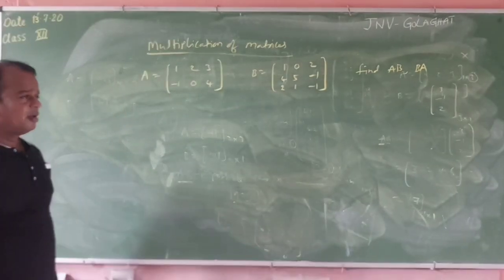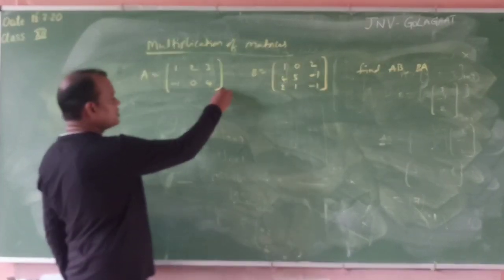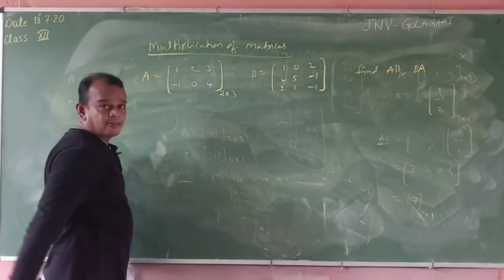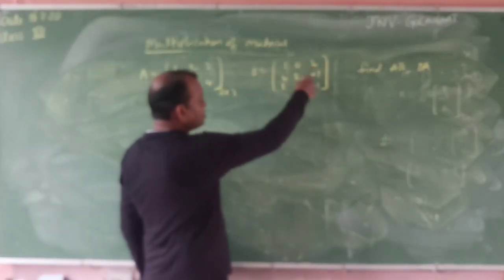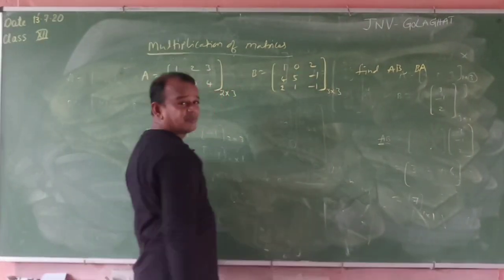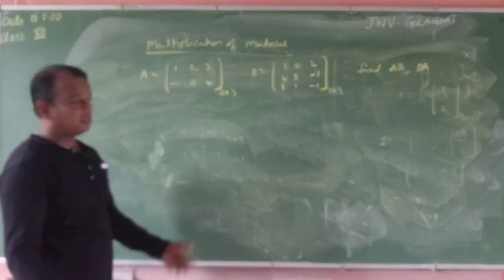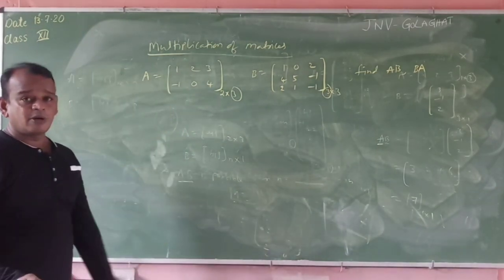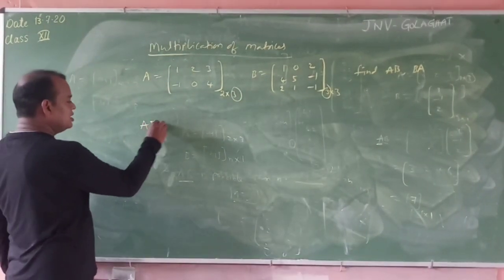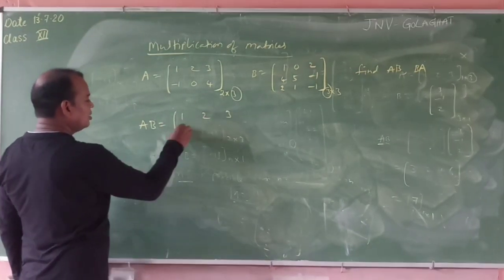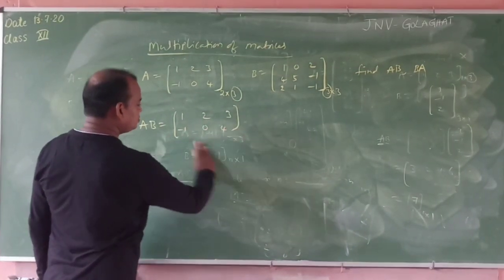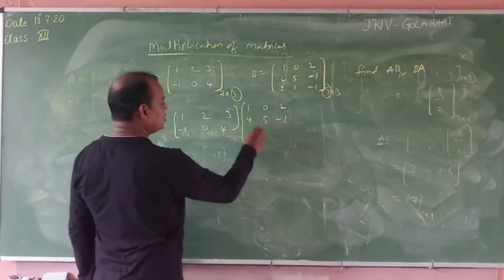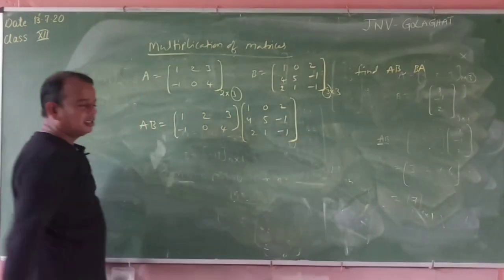First we think, if the product AB is possible, we first write the orders. How many rows are there? 2 rows. How many columns? 3 columns. In B, how many rows are there? This is a square matrix of order 3 by 3. Is the product AB possible or not? Observe that the columns of the first and the rows of the second are equal, which means the product is possible. 100% the product is possible. AB is equal to 1, 2, 3, minus 1, 0, 4, next 1, 0, 2, 4, 5, minus 1, 2, 1, minus 1.